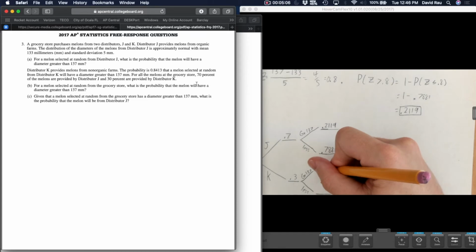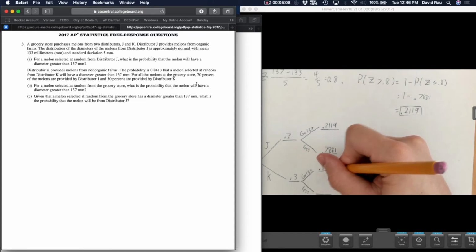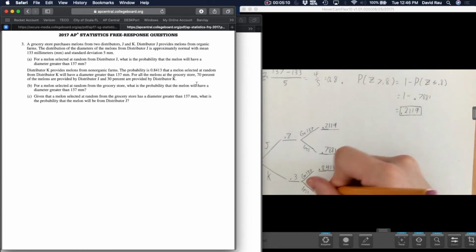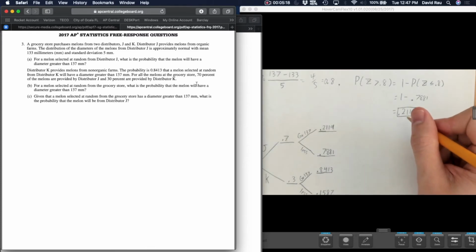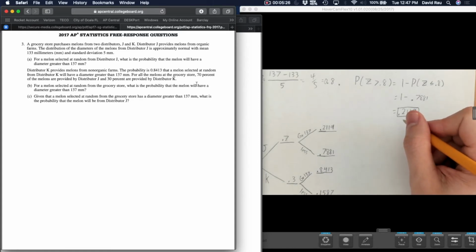it is 0.8413, which means the other is 0.1587. Okay, so there's my tree diagram. So what's the probability that one melon selected at random will have a weight greater than 137?